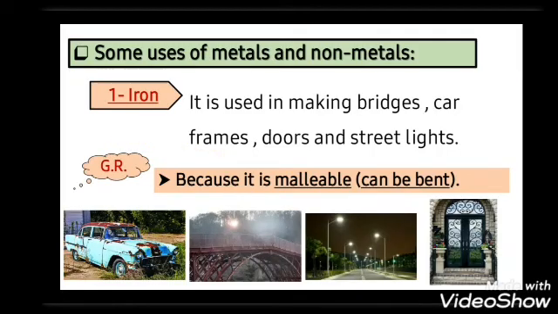And now I will talk about some uses of metals and non-metals, the importance of the metals and non-metals, the function of metals and non-metals. Okay? Number 1, iron. You have to know that iron is a metal, okay, and solid metal. It's used in making bridges, car frames, doors, and street lights. Why? He can ask you to give a reason why I use iron in making doors, street lights, car frames, bridges. Why? Because iron is malleable. Look at this picture. All of these are made of iron.